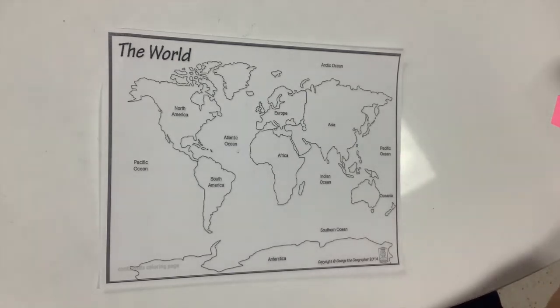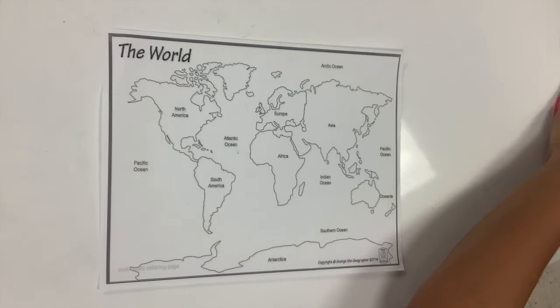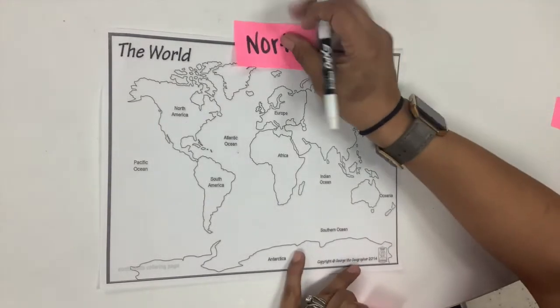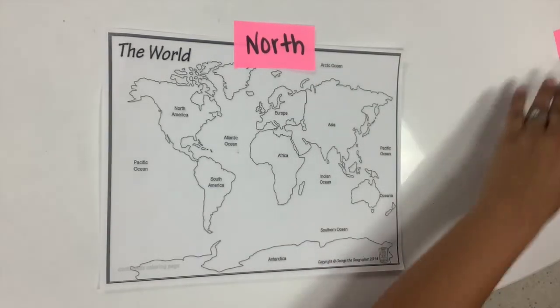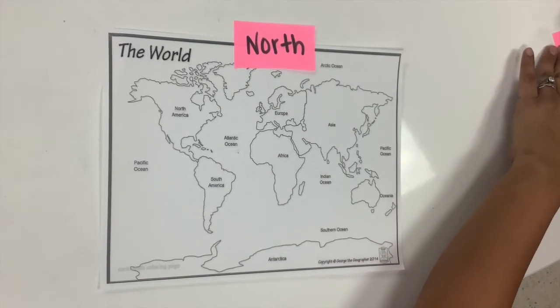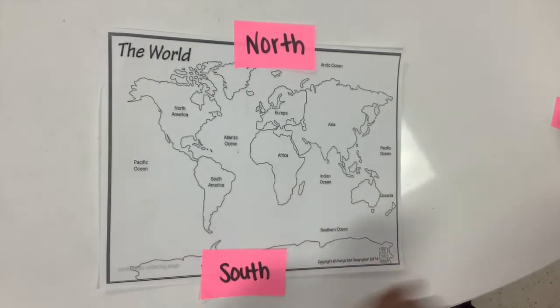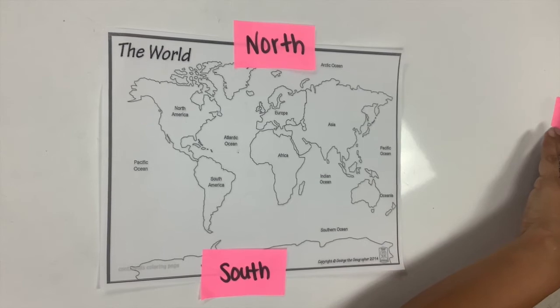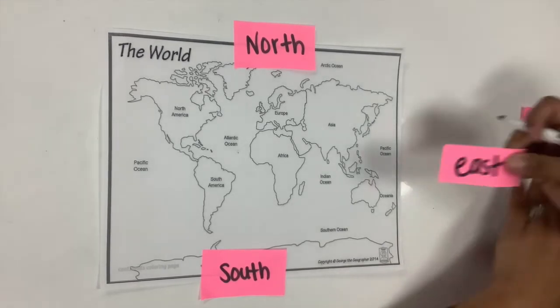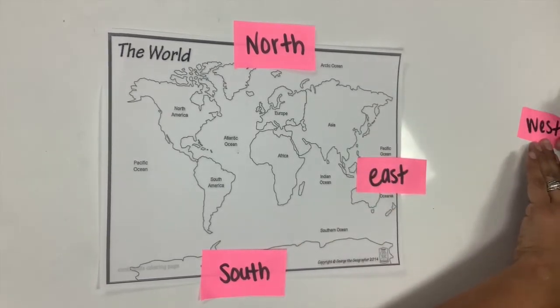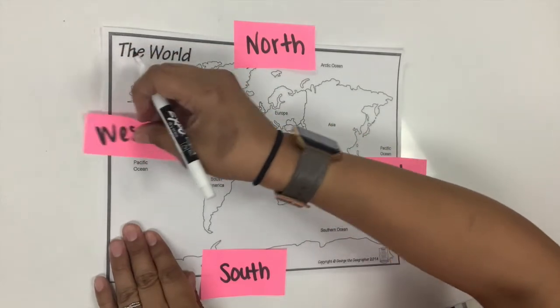What about east? What about west? Okay, so I'm going to show you where north is. North on the map is right up here. And south on the map is right down here. Next, we have east, right over here. This is the east. And then we have west, which is right over here.